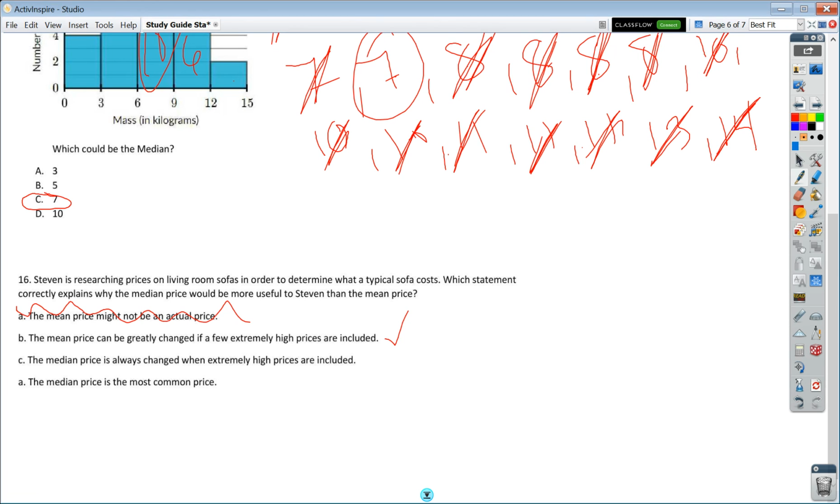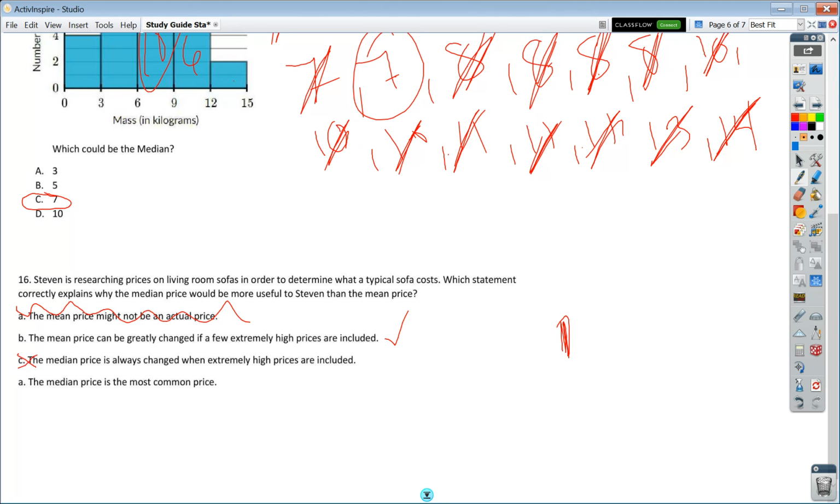You're like, what? That's ridiculous. Well, the median is just the middle number. So even if there's 500,000 way over there, it doesn't matter because you just take the middle number. But the mean, because you have to add that 500,000 into your calculation, it way changes what the average price is. C says the median price is always changed when extremely high prices are included.